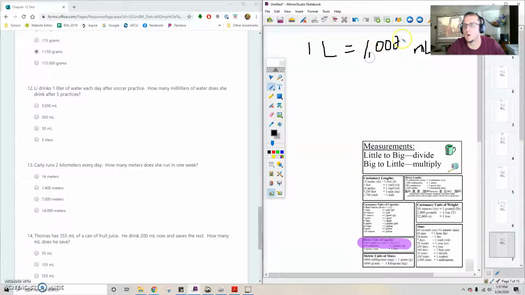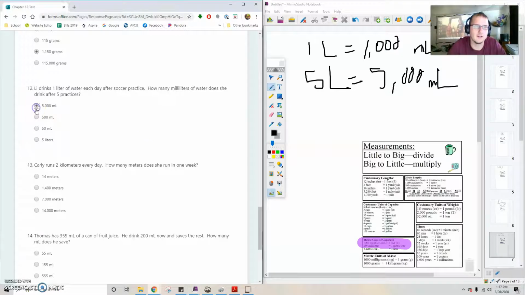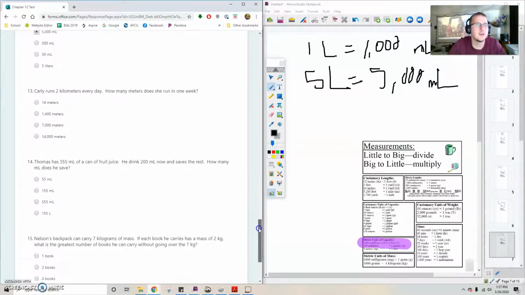Okay, so if 1 liter has 1,000, then 5 liters has 1,000 plus 1,000 plus 1,000 plus 1,000 plus 1,000. I think I said it 5 times. 5,000 milliliters. So we're going to come back over here and click 5,000 milliliters.